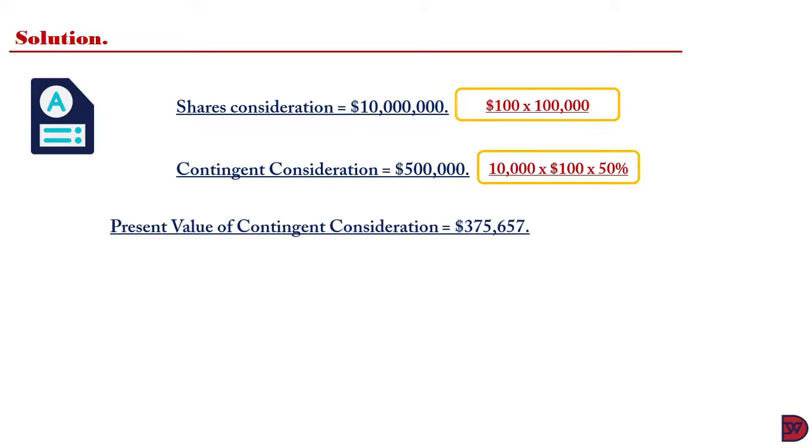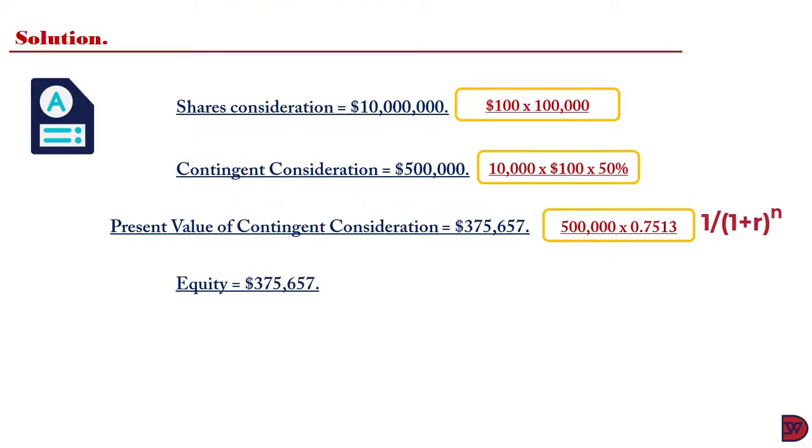So the present value of the consideration will be $375,657. They are going to issue the 500,000 in 3 years' time, but we have to discount it to the date of acquisition so that we record it. It will arrive at 500,000 times 0.7513, which is the annuity figure. So we find annuity by using the formula 1 divided by (1 plus r) raised to the power n. So the r is the rate, which is 10% in this scenario, and the n is the number of years, which is 3.